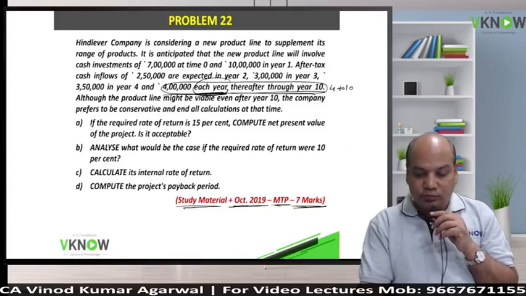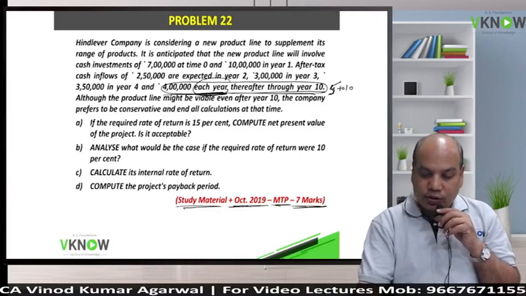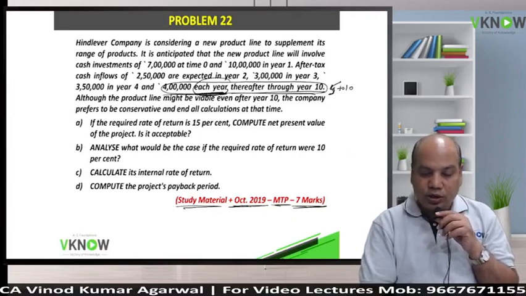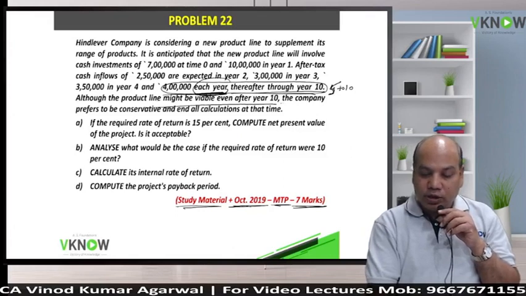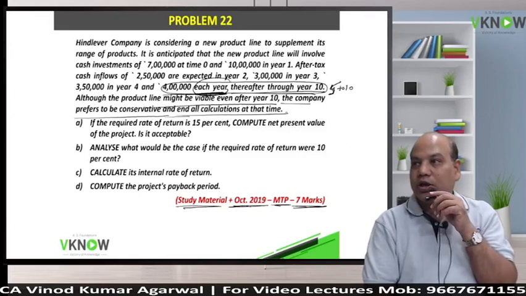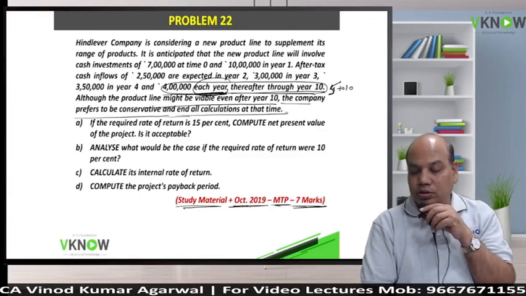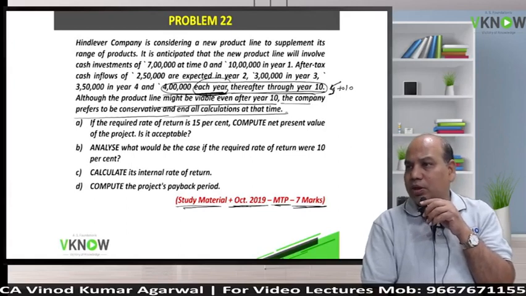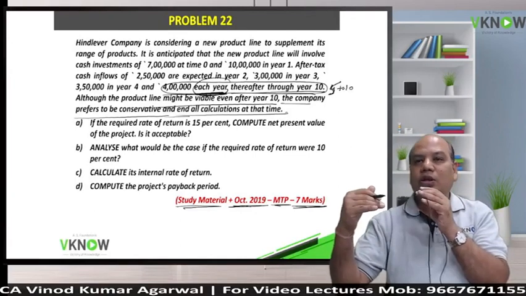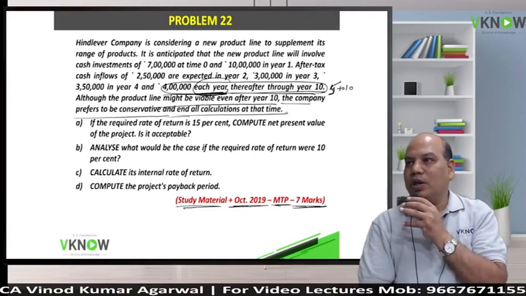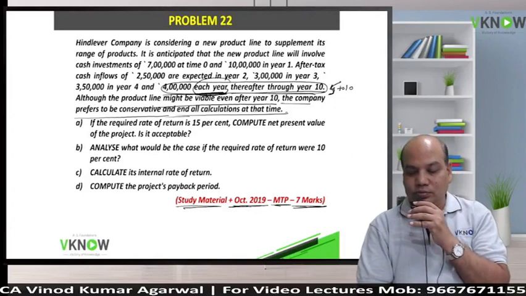Is it right? 5 to 10, not 4 to 10. 5 to 10, because year 4 is 3,50,000. Although the product line might be viable after year 10, the company prefers to be conservative and all calculation at that time, which means we will take calculation up to 10 years only. Maybe after 10 years they might get some cash flow, but the company says let us only assume that the product will have a life of up to 10 years only.